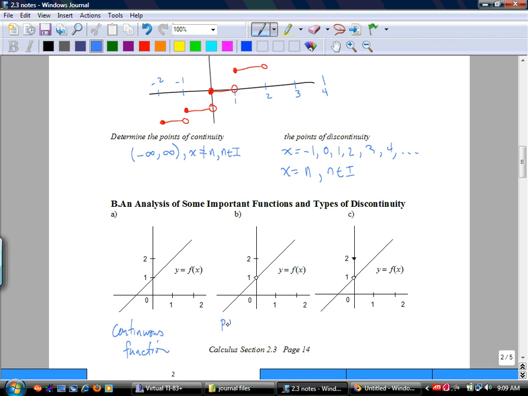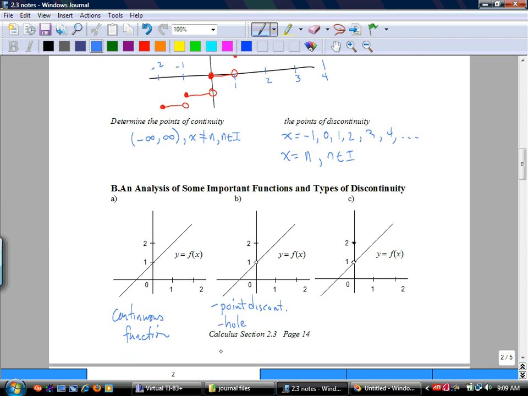Okay, it can be called a point discontinuity. It can be called a hole. It also can be called a removable discontinuity. It's easy to fix. A little bit of drywall, you can fix that bad boy real fast. It's a poster. The next one, same thing. You can call it a point discontinuity, you can call it a hole, you can call it removable. Okay.